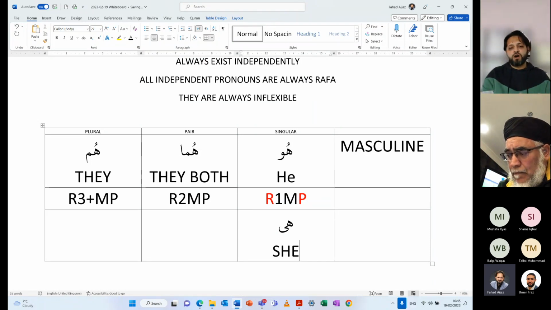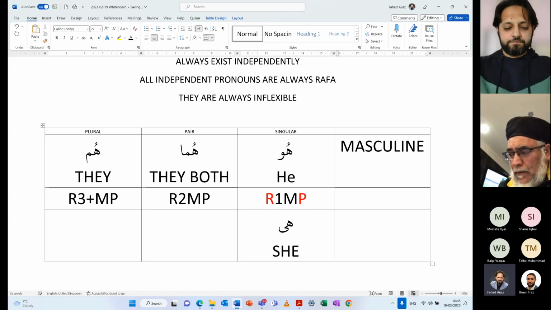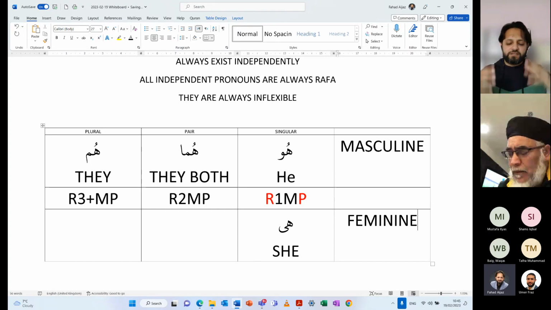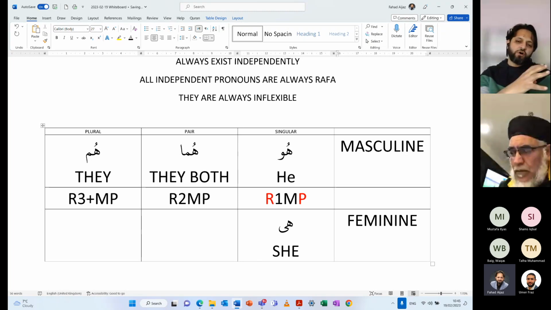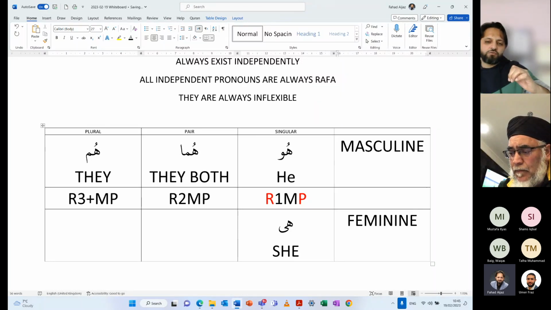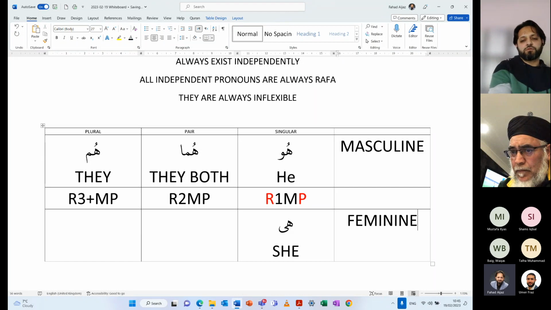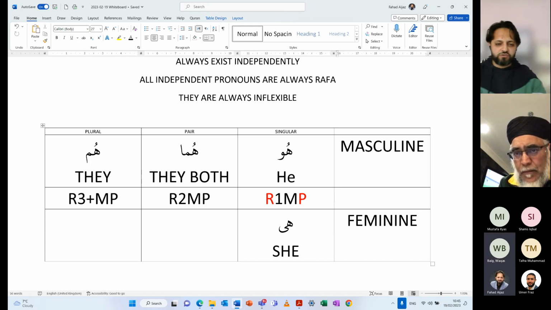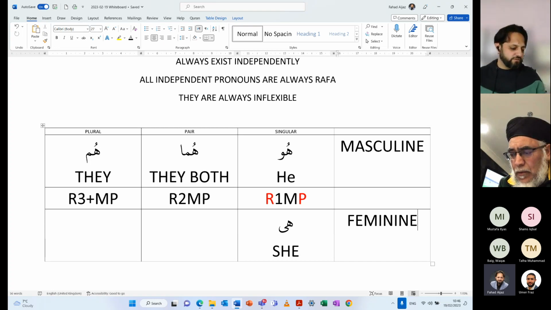Now, can we say huwa, huma, hum, hiya? Yes. You have to keep this table in your mind. The first row is all masculine, singular, pair, plural. The second row is all feminine, singular, pair, plural. That's what you need to know. Just say it out loud 3 times. Unmute your mics. Let's make some noise.